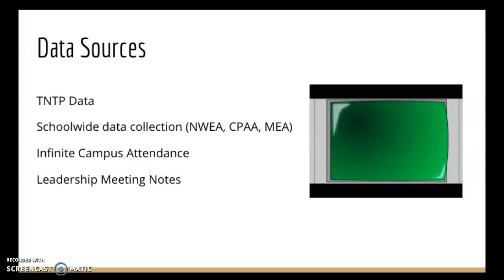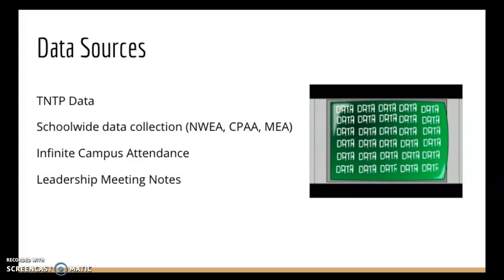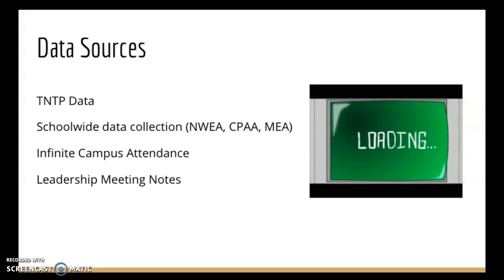To support the justification of my literacy action plan, I used various pieces of data from our district culture and climate survey called the TNTP Instructional Insight Survey, our school-wide data assessments, including the NWEA to measure intermediate student proficiency and growth, CPAA for primary students' proficiency and growth, and the MEA, our state proficiency test. I also included data from our school-wide data platform, Infinite Campus, and notes from our leadership meeting.